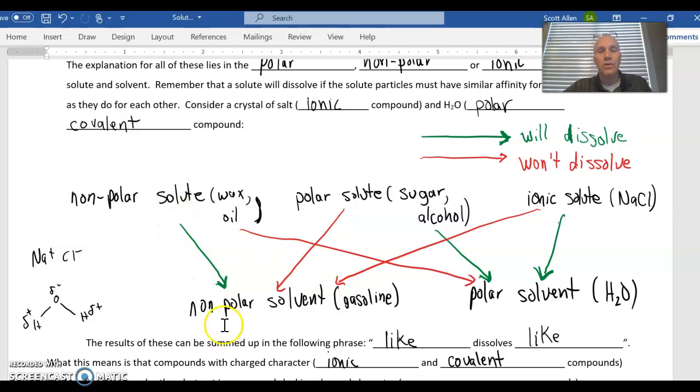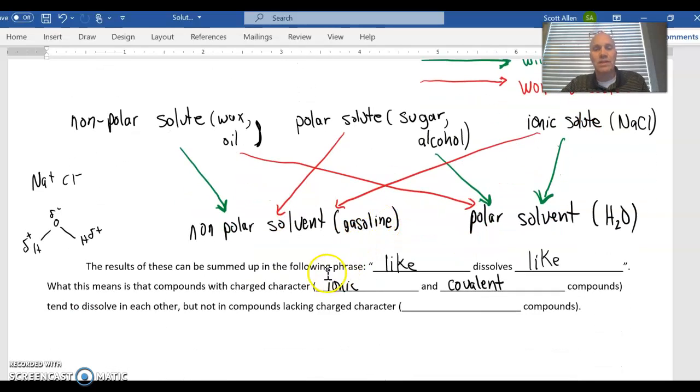So you get green arrows between solute-solvent combinations where they're both similar to each other, but you get a situation where things don't dissolve whenever their properties are different from each other. This little concept is summed up in the phrase "like dissolves like," which means that things tend to dissolve in things that are similar to them.